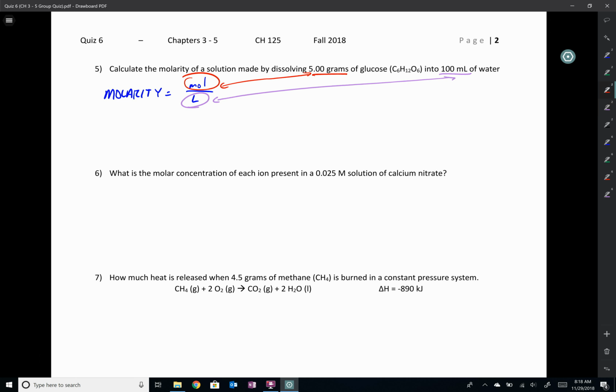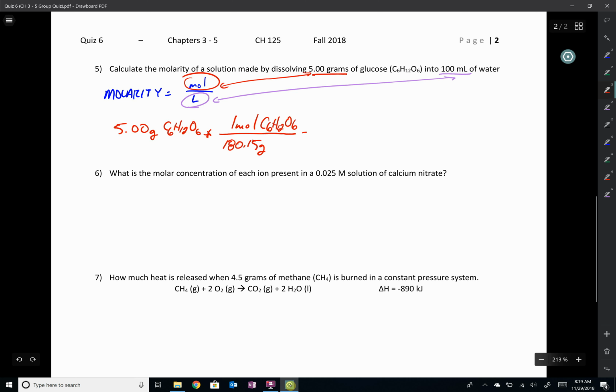Now, grams to moles should be a very familiar conversion for you at this point. Hopefully you got that locked down, but let's convert grams into moles. So we got 5 grams of glucose. There's 180.15 grams for every 1 mole of glucose. And if we do that math, I got it to be about 0.0278 moles of glucose. There it is. Okay.